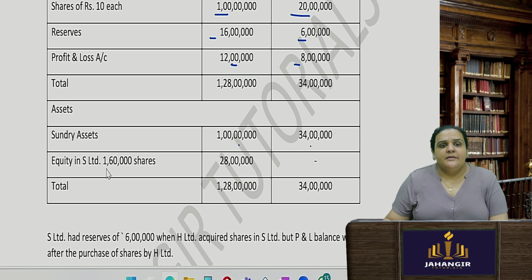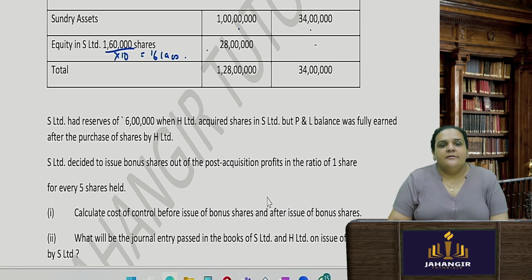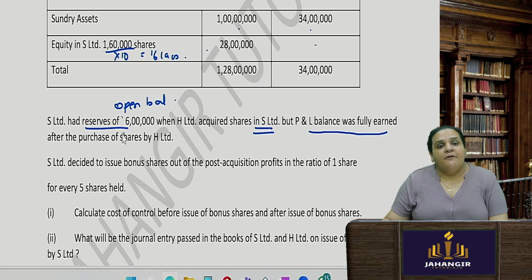Equity in S Limited 1,60,000 shares. Amount paid is 28 lakhs. 1,60,000 shares into 10 each, 16 lakhs, no? But amount paid is 28 lakhs total is given. S Limited had reserves of 6 lakhs when H Limited acquired shares in S Limited. That means reserves opening balance is given. PNL balance was fully earned after the purchase of shares by H Limited. So it is a post profit, post PNL.